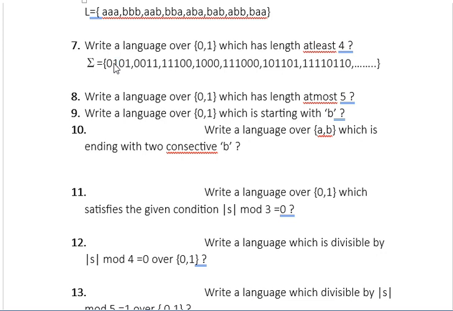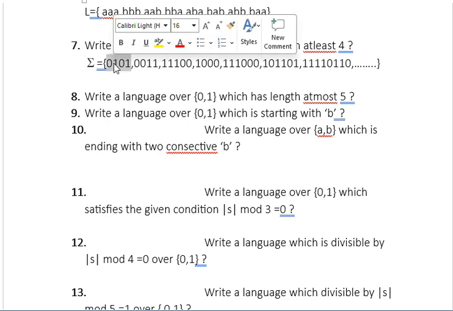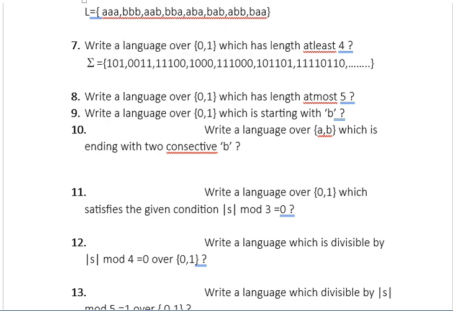So the length of the particular string can be 4 or more than 4, but it cannot be 3. Why? Because at least 4 means 4 or more than 4. So the length should be 4 or more than 4. We can form as many strings as we want. Yes or no? So more than 4 means we can form as many strings as we want. So this is the solution.